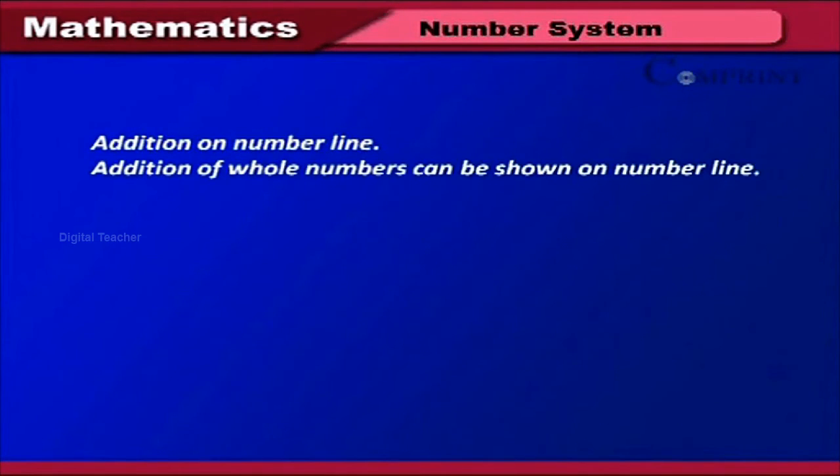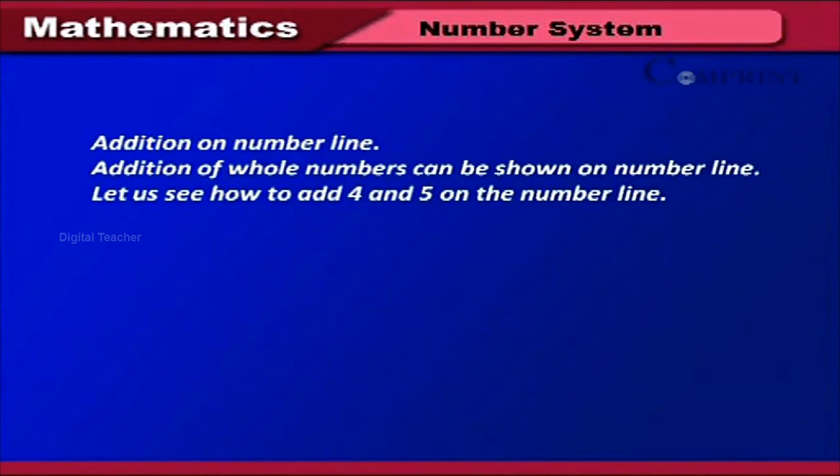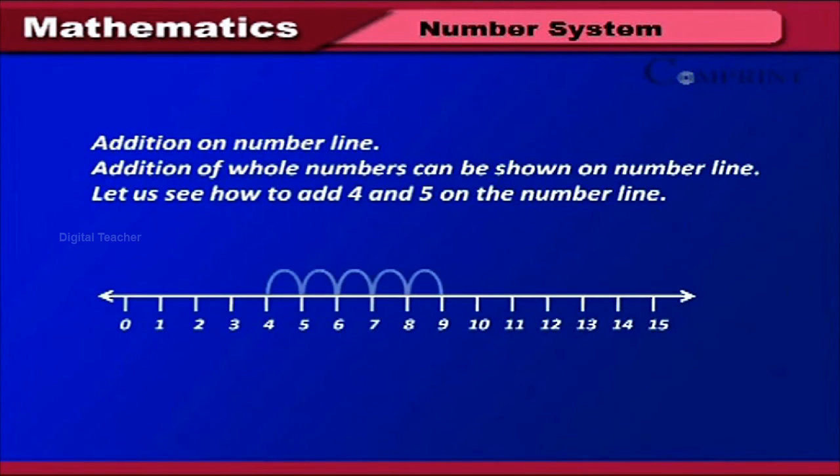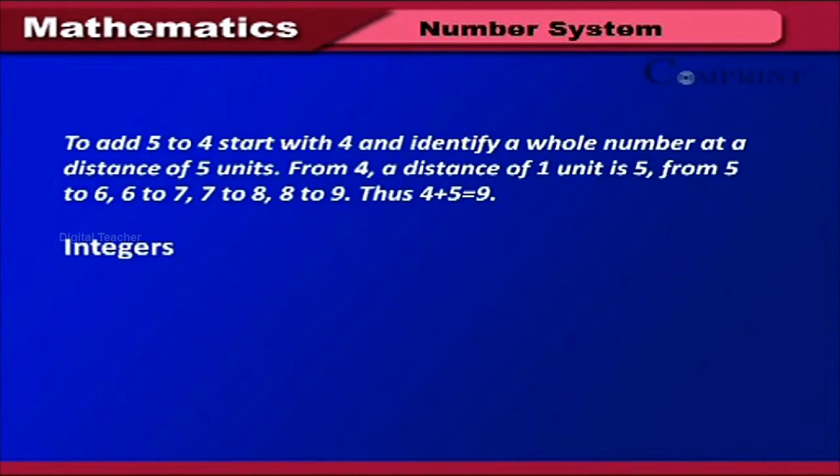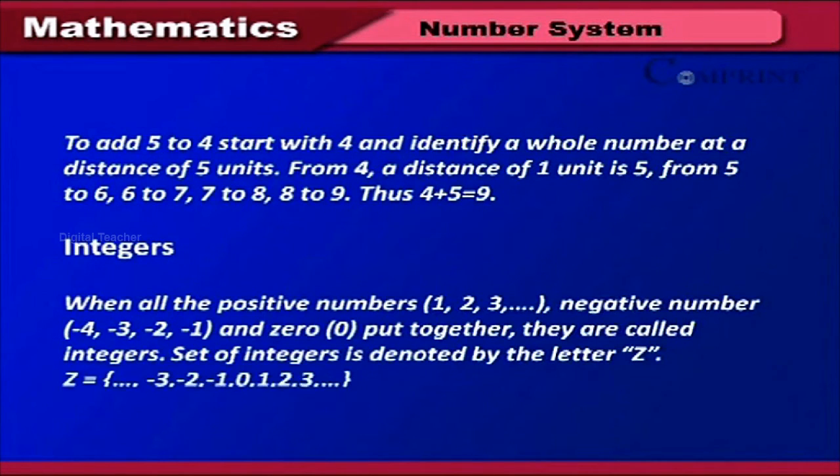Addition on number line. Addition of whole numbers can be shown on the number line. Let us see how to add 4 and 5 on the number line. To add 5 and 4, start with 4 and identify a whole number at a distance of 5 units. From 4, at a distance of 1 unit is 5. From 5 to 6, 6 to 7, 7 to 8, 8 to 9. Thus, 4 plus 5 is equal to 9.